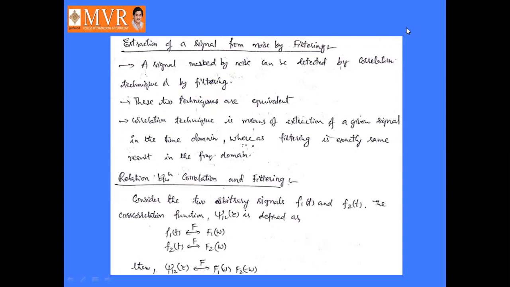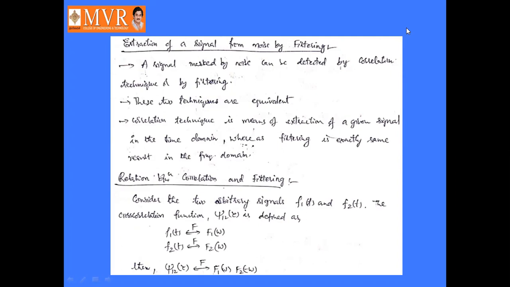One is used in the time domain and the other is used in the frequency domain. So the correlation technique is a means of extraction of the signal in the time domain, whereas filtering gives exactly the same result in the frequency domain. So we'll see the relation between these two. The relation between correlation and filtering.